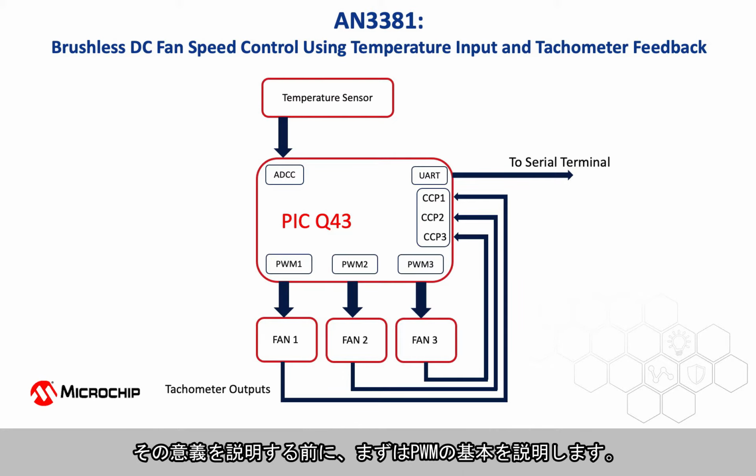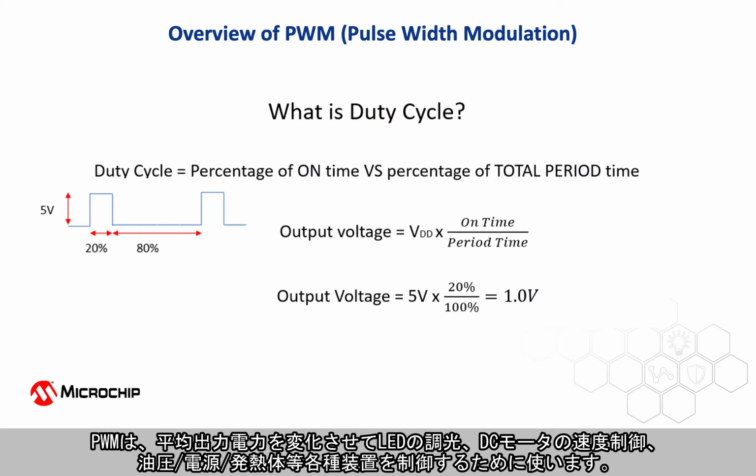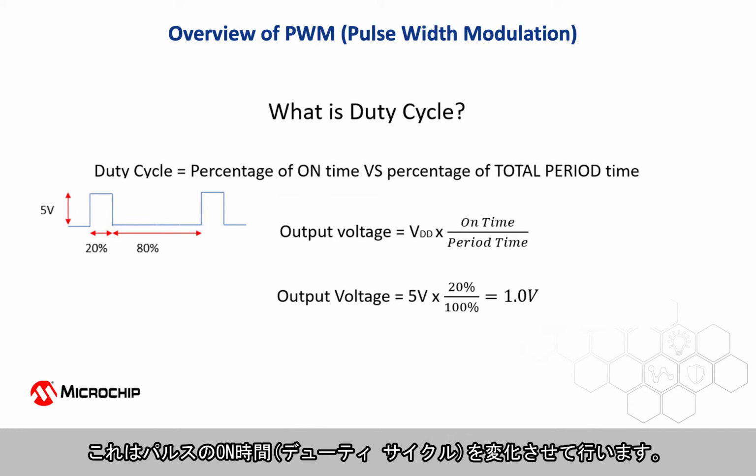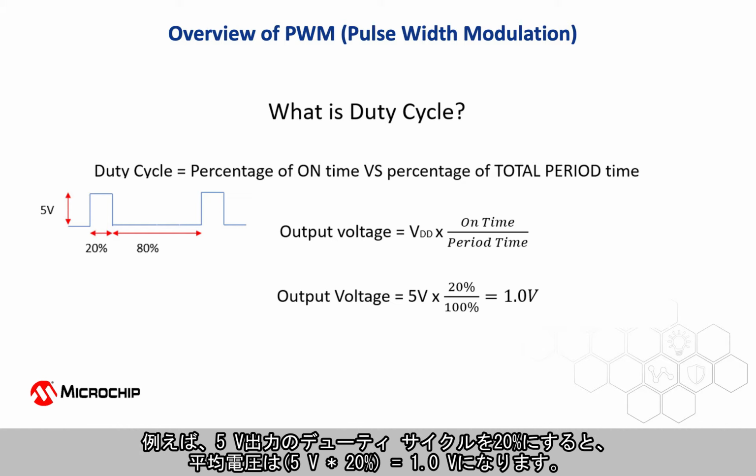Before we go into what this means, let's first go over some PWM basics. PWM is most often used to fade LEDs and control the speed of DC motors, as well as control hydraulics, power supplies, heating elements, and much more by varying the average output power to those devices. This is achieved by altering the on-time width or duty cycle of a train of pulses. For example, if you had a 5-volt output with a duty cycle of 20%, then the average voltage would be 5 volts multiplied by 20%, which is 1 volt.